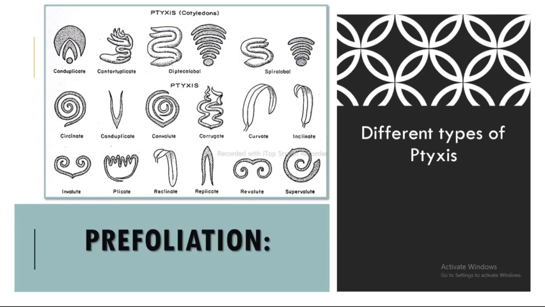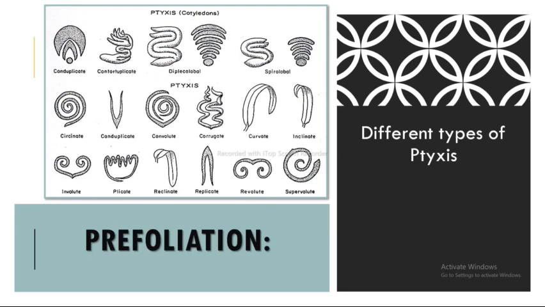Second type of ptyxis is conduplicate. In conduplicate, the lamina is folded once adaxially along the midrib or midwing. Now the question is, what is the meaning of adaxially? Adaxial means next to the axis, facing the stem, ventral. Next type is the convolute. In the convolute, one lamina is enrolled in another lamina.